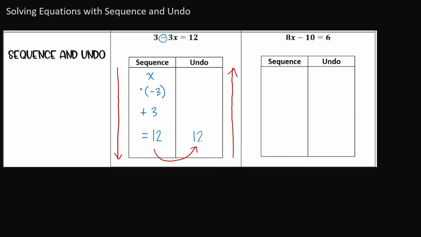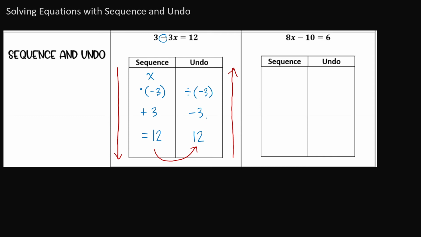So now we're going to start with 12. And we are going to do the opposite operation on 12 on our way up this column. So 12 minus 3, because subtracting 3 is the opposite of adding 3. When we see times negative 3 in the sequence column, we're going to actually do the opposite, divide by negative 3. So now let's work our way through this operation here.